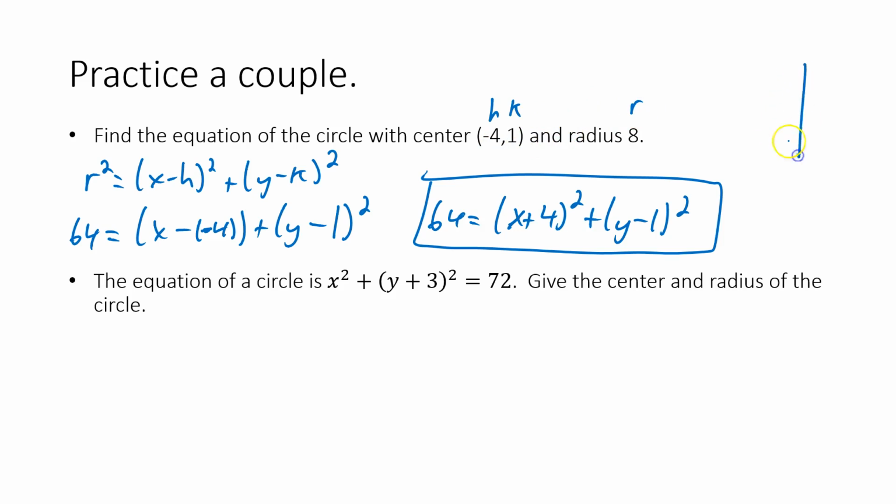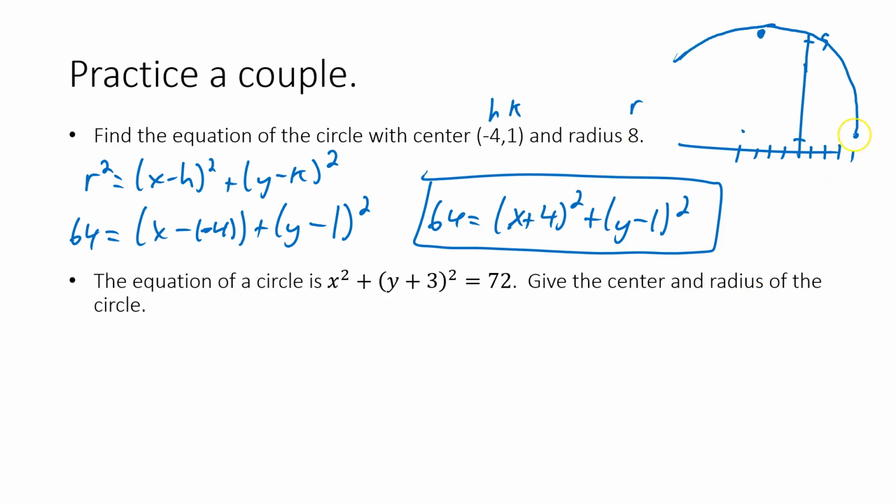So let's see if we can place this. Our center is at negative 4, 1. 1, 2, 3, 4, up 1. And we have a radius of 8. So here's our center. We're going to be going pretty far in each direction. So here's 4, 5, 6, 7, 8. That would be on our circle. We can go up 8. Let's say 9 is right up here. I'm not going to draw the whole circle, just a part of it. It would come all the way down here. We'd have a complete circle.